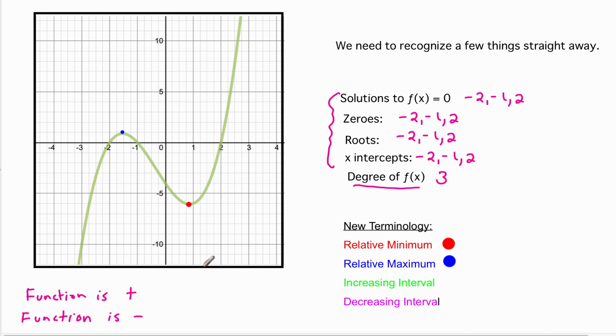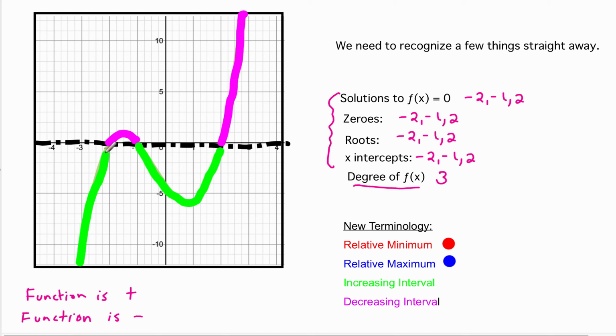And it really makes sense. We're just going to look at the dividing line, which is the x-axis. So our function is positive anywhere it's above the x-axis. And it's negative anywhere it's below the x-axis. And it's 0 anytime it touches the x-axis.